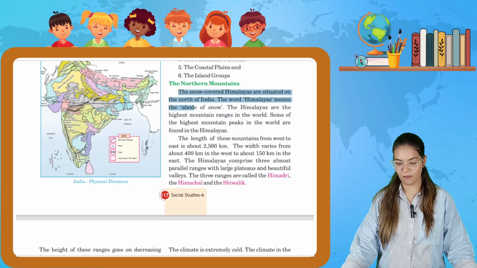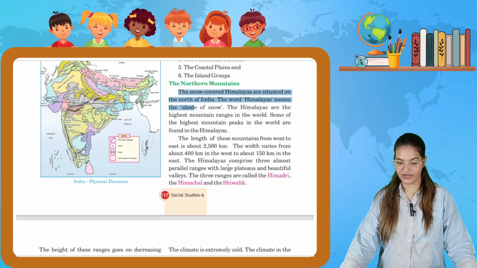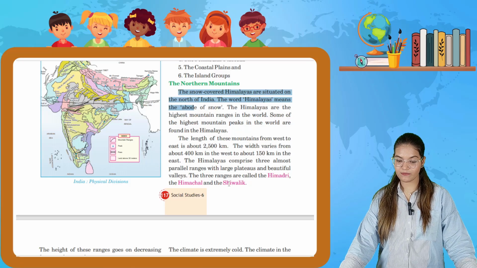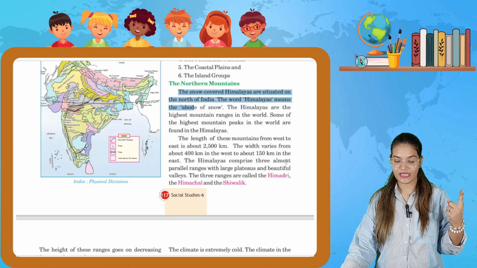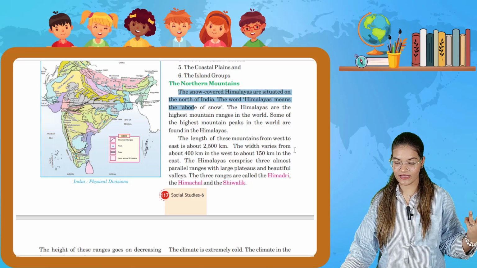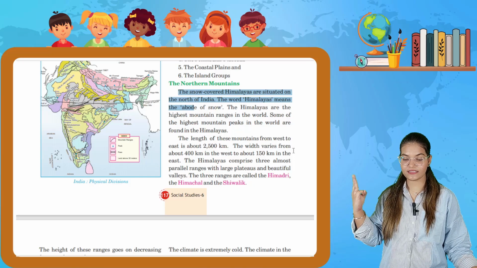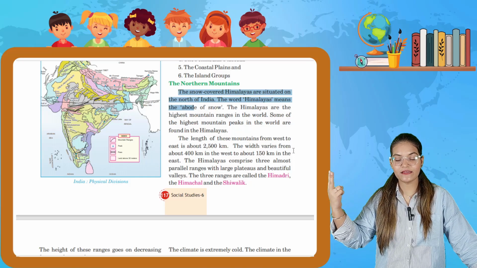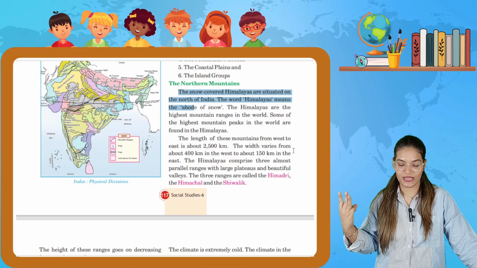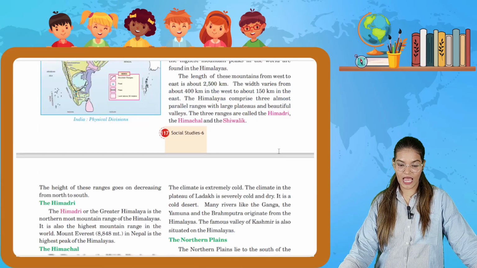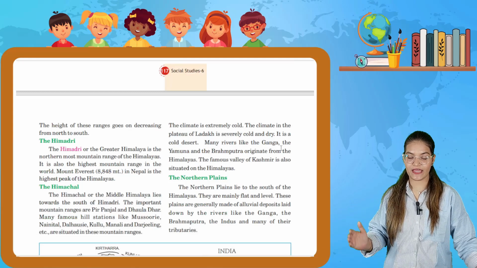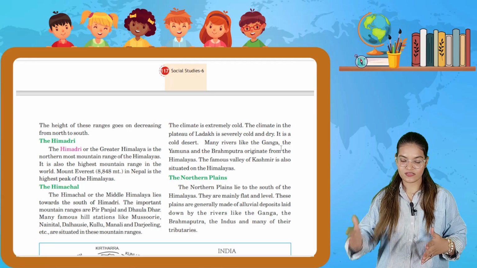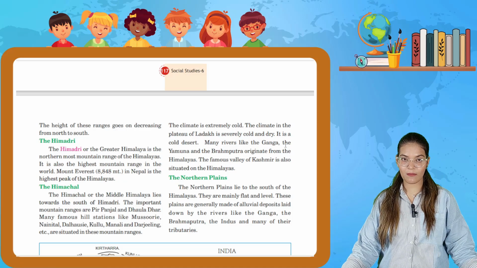The Himalayas comprise 3 almost parallel ranges with large plateaus and beautiful valleys. The 3 ranges are called the Himadri, the Himachal, and the Shivalik. Good. The height of these ranges goes on decreasing from north to south. Now we will read about the Himadri.